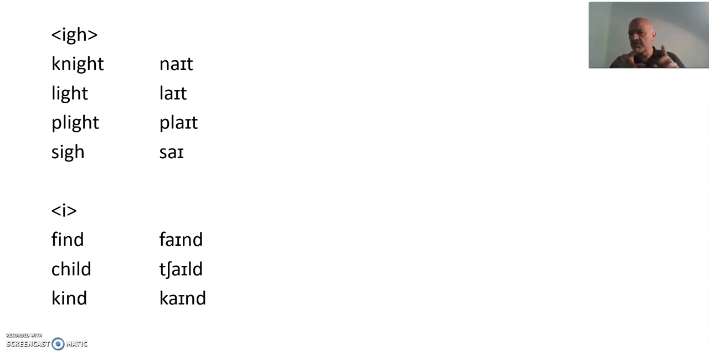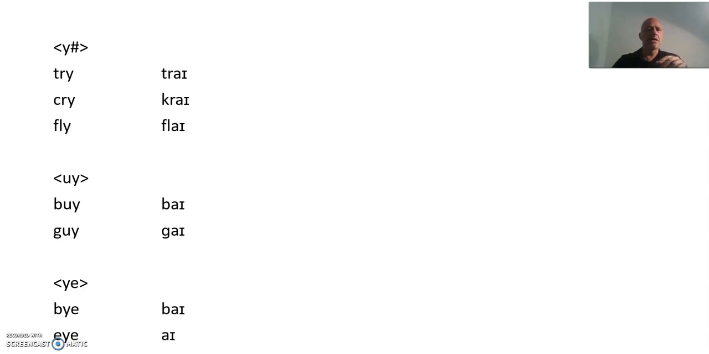Then you have simple I spelling in words like find and child and kind. Okay, easy, very easy. You have Y spelling at the end of words. I mean, this sort of hashtag symbol means end, okay, at the end of words. So there is a Y at the end of words, which has calligraphic reasons, but never mind.